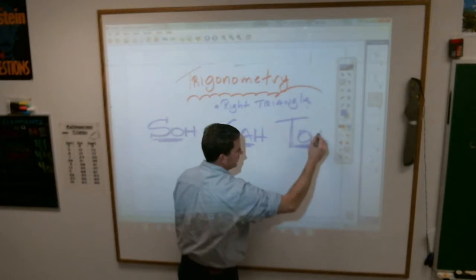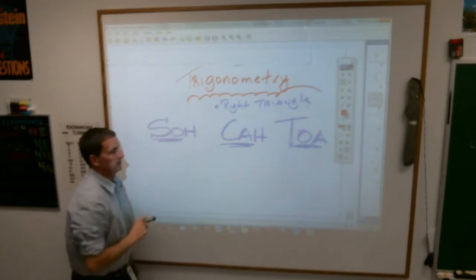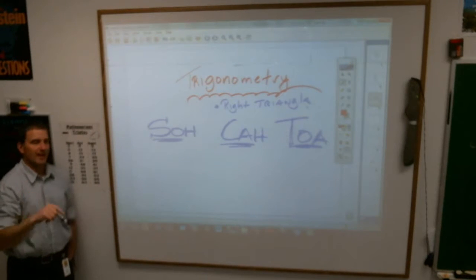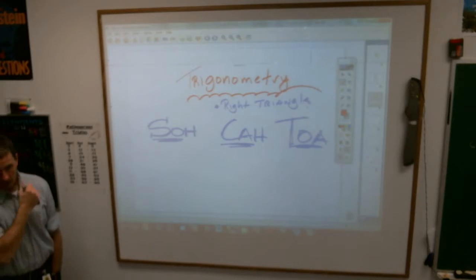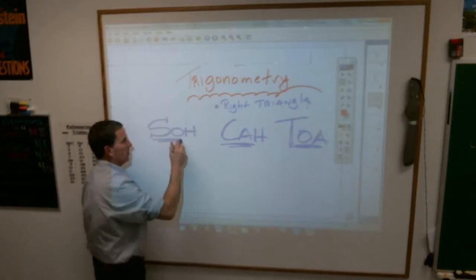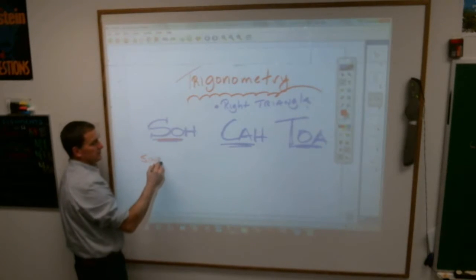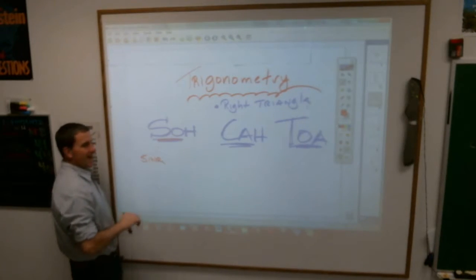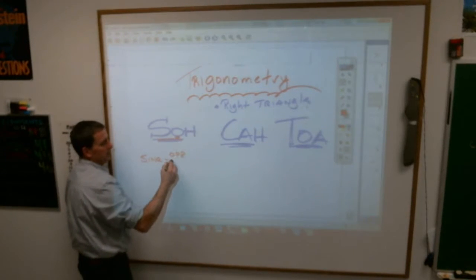This, ladies and gentlemen, boys and girls, goes back to when we talked about opposite, adjacent, and the hypotenuse. Okay, what this is to help you to remember is this: so stands for, and I don't know if it's Greek or Latin or whatever it is, sine. Sine equals the opposite over hypotenuse.